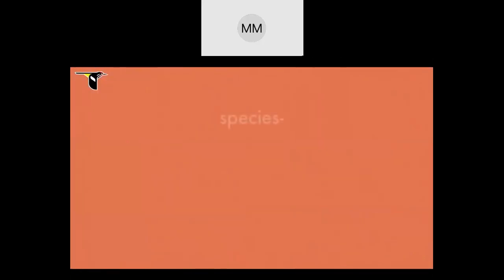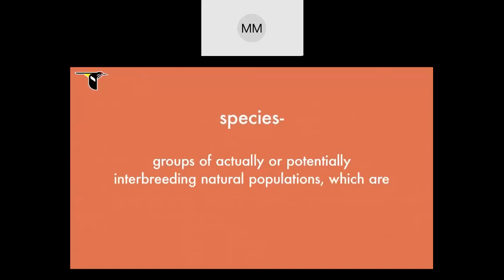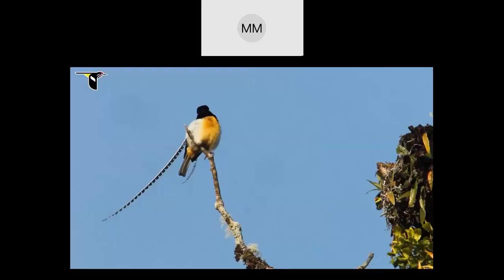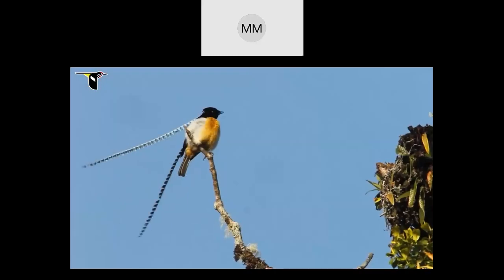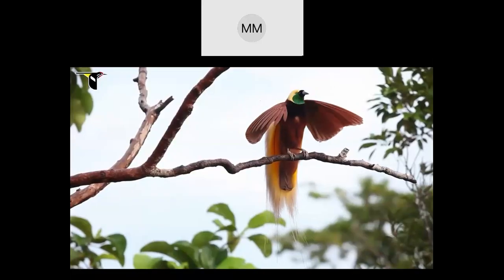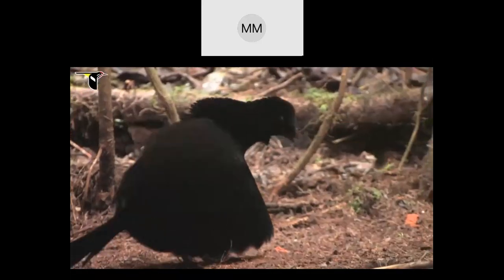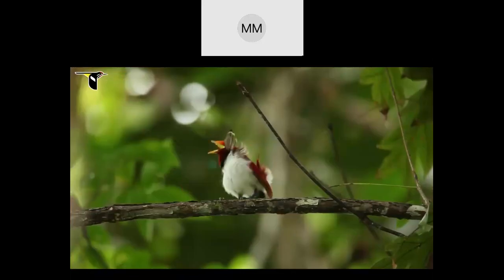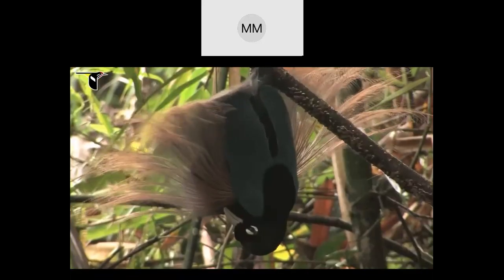Before we explain speciation, let's talk about what we mean when we use the word species. According to the classic definition, species are groups of actually or potentially interbreeding natural populations which are reproductively isolated from other groups. Speciation begins when groups become separated in space or become different enough in form and behavior that individuals from one group no longer regularly mate with individuals outside the group.